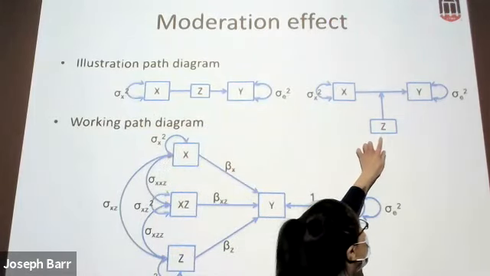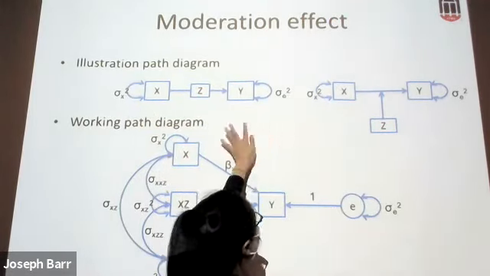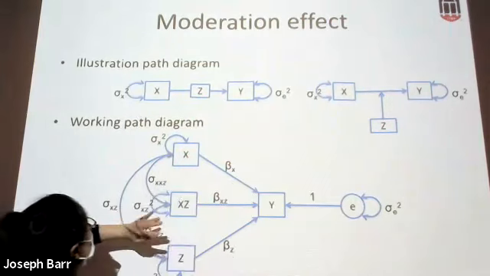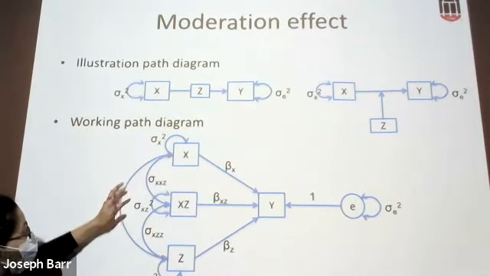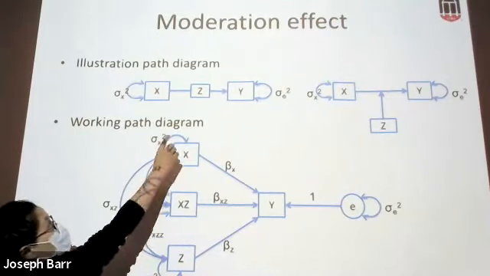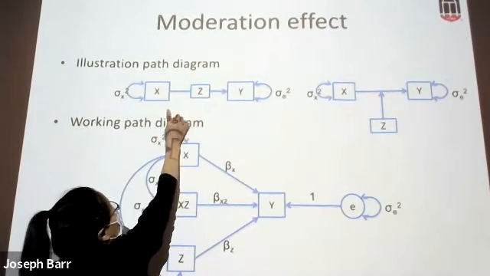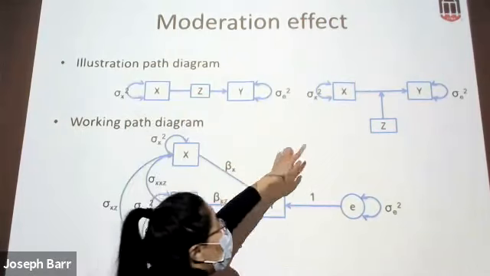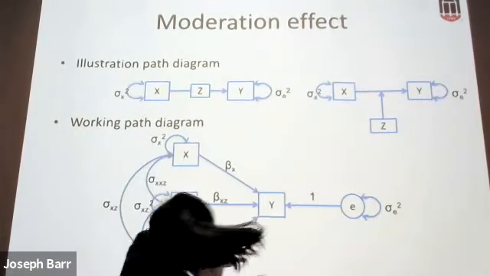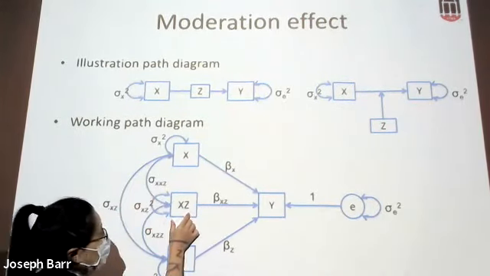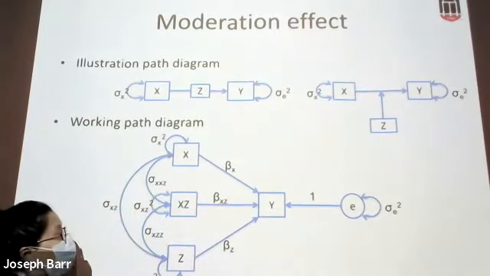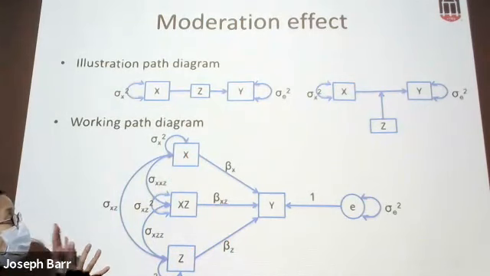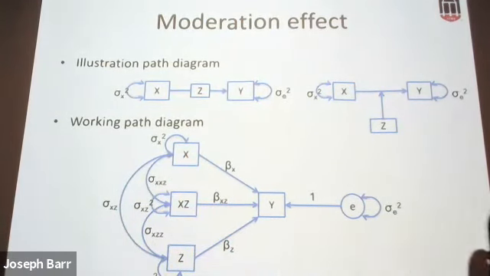Also, this is a moderator. So in order to translate the illustration path diagram to the working path diagram, you only need to do this. Just get the interaction term between these two variables, and add this as a further independent variable, and use the multiple regression. So this is a notation of the moderation effect.